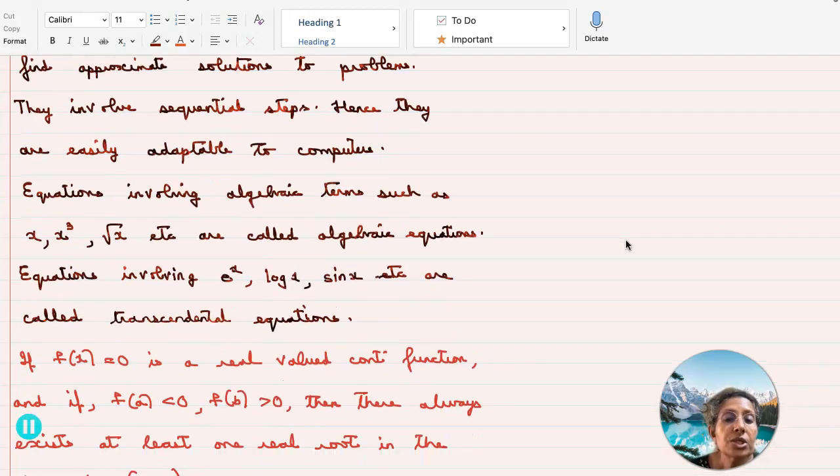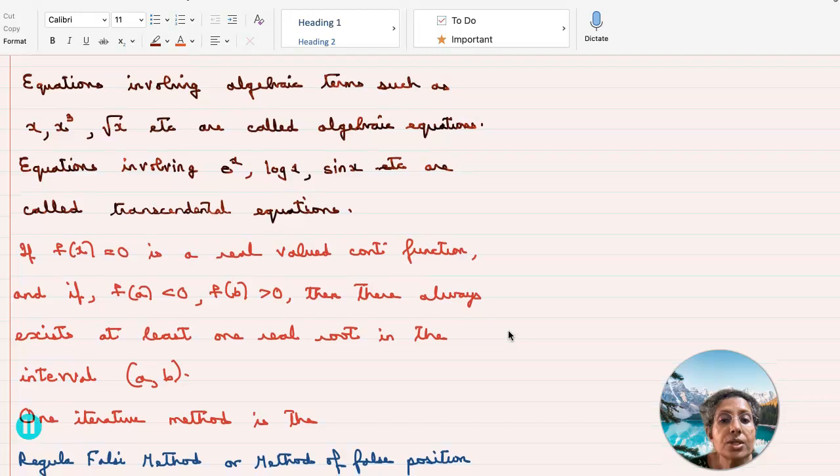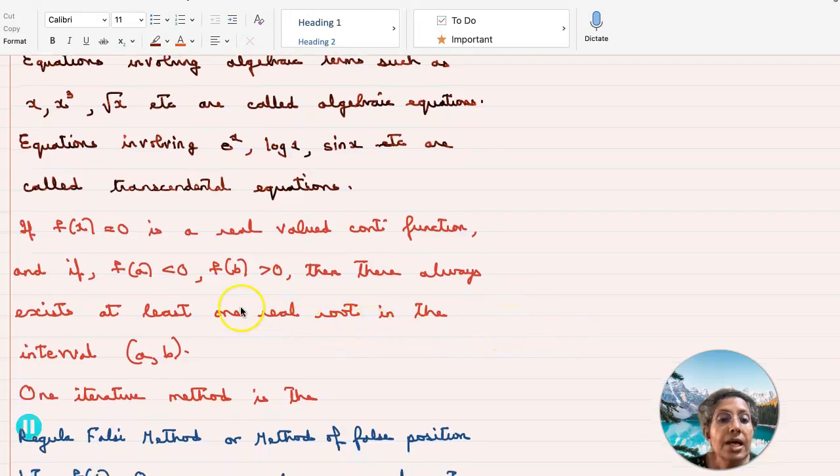programming. Now, equations involving algebraic terms such as x, x cubed, root x, etc. are called algebraic equations, and equations involving e raised to x, log x, sin x, etc. are called transcendental equations. So in today's lesson we will be learning how to solve equations in both algebraic and transcendental forms. Now, if f(x) equal to 0 is a real valued continuous function, and if f(a) less than 0, f(b) greater than 0, then there always exists at least one real root in the interval (a, b).